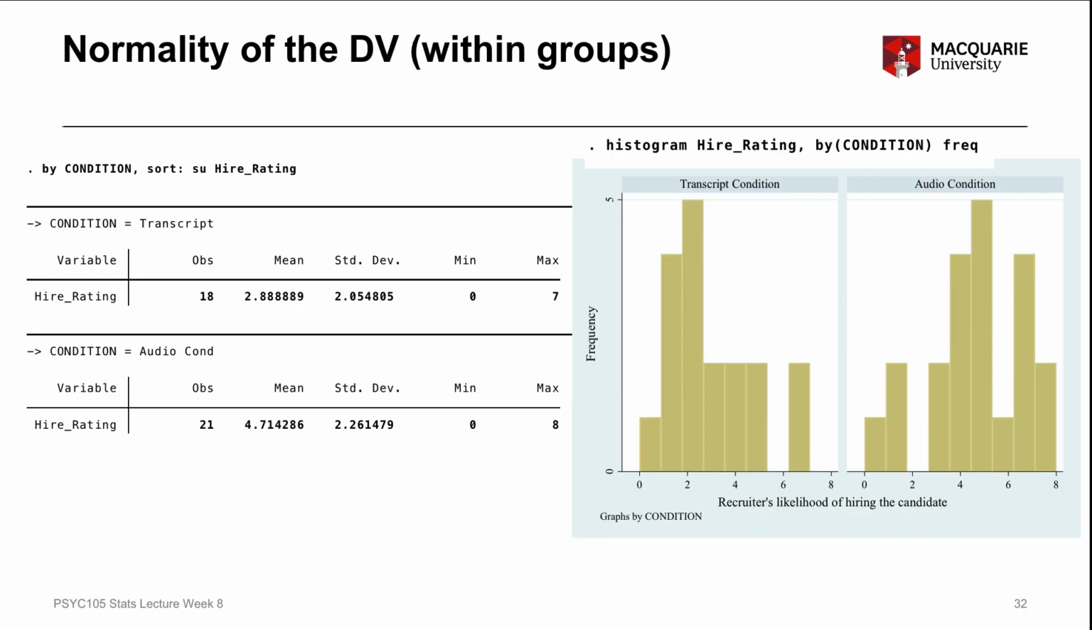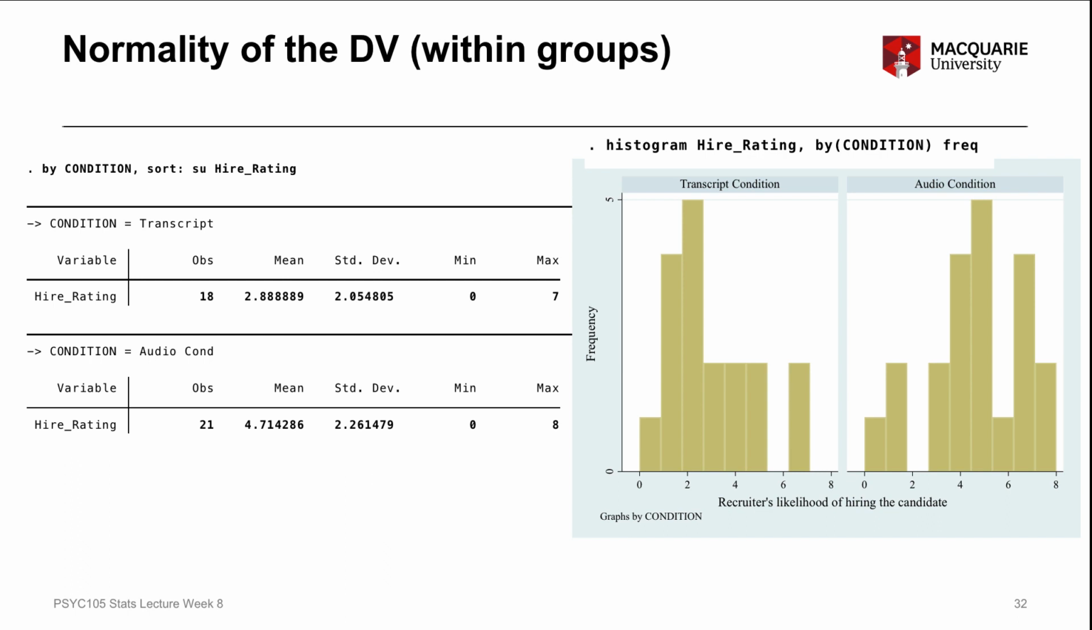Okay, so for our independent samples t-test, we know that our assumption of normality applies to the distribution of the DV within the two different groups, within the two separate groups. So what we need to check is to see if our outcome variable, which here is the higher rating, is approximately normal for the audio group, but also separately for the transcript group, for the written group. And that's what our histogram on the right-hand side is showing. It's showing the distributions within the two different groups.